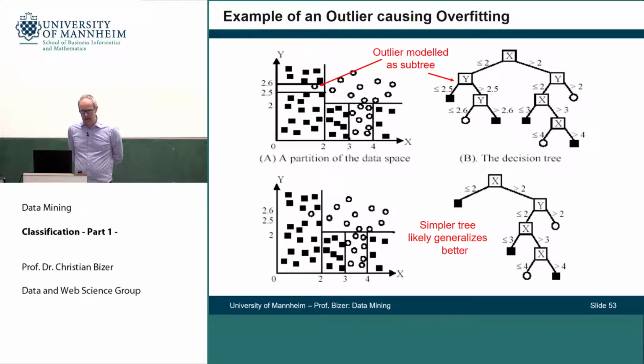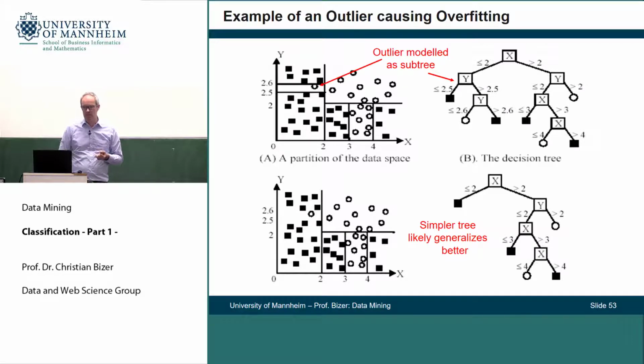So here we have some points, circles and squares. We have a decision tree that splits the space into decision areas. So first we look at whether the x value is larger than 2. Then we do specific things for these two areas. And in the left area, there's one outlier. And if you look at the details of the tree, this single outlier is modeled with a complete subtree.